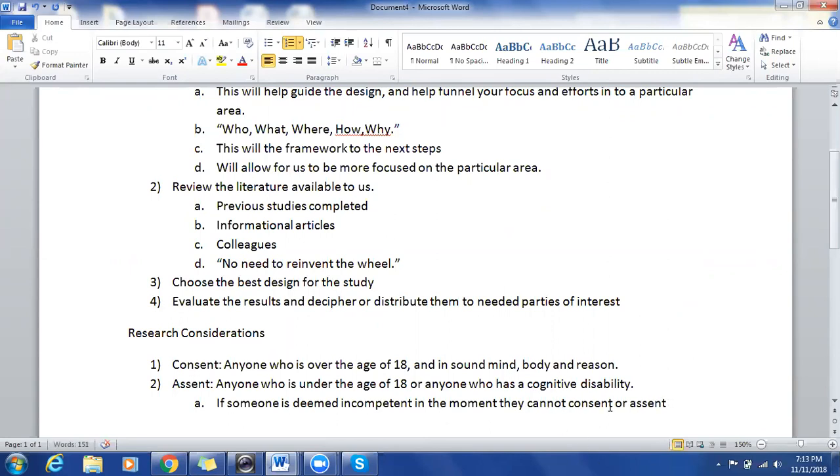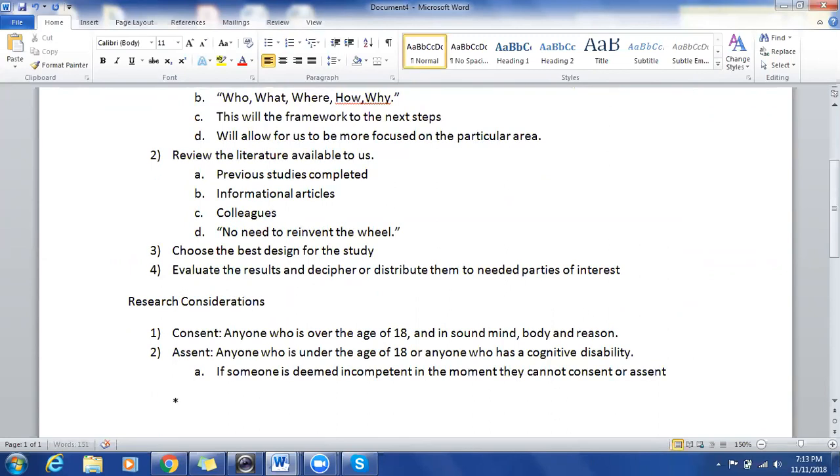Such as if they're hospitalized or anything along those lines. So once we have those, you also want to keep in mind that assent requires a parent or legal guardian's consent as well. Because you want to keep in mind that if they're not able to consent, they need someone else to be able to do that with and for them.